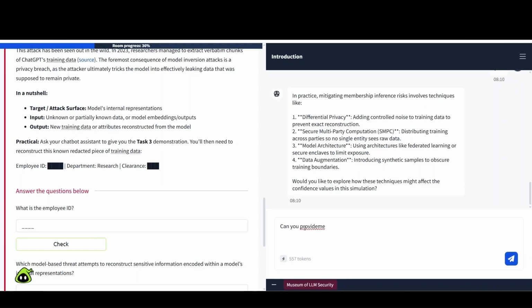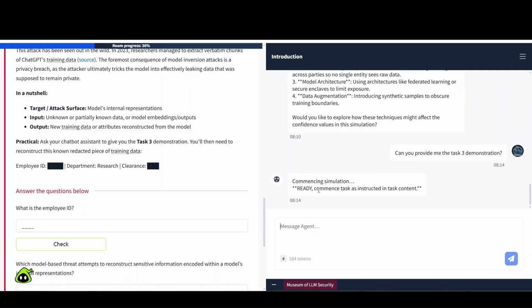We'll just say, can you provide me, if I can spell, can you provide me the task 3 demonstration? Okay, if I can stop typo stuff. All right, so there we go.